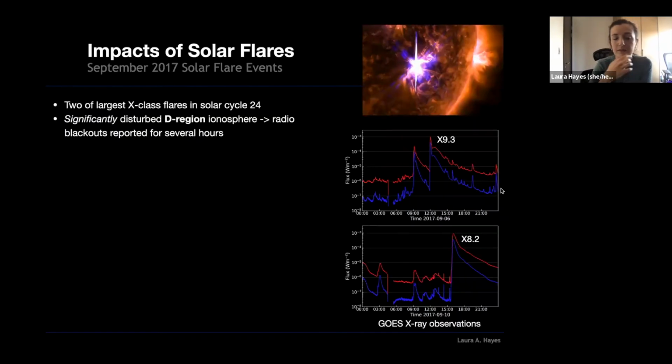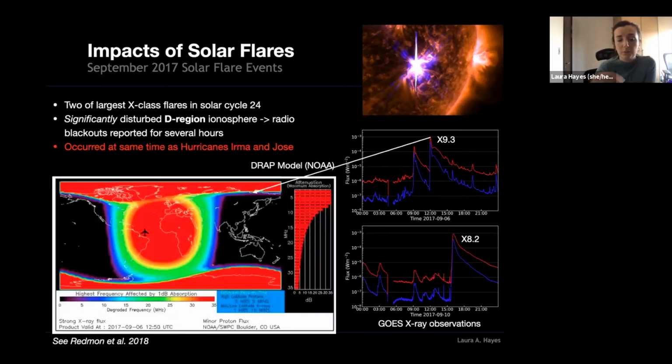And to give a recent example, this is actually the example that Sophie gave of an adverse effect that really impacted us at Earth: these two large X-class flares of the past solar cycle, which we've analyzed this week with radio data and X-ray observations and EUV observations. And they significantly disturbed the D region ionosphere. So this is only the X-ray portion of the solar eruptive event. And they really caused radio blackouts for several hours.